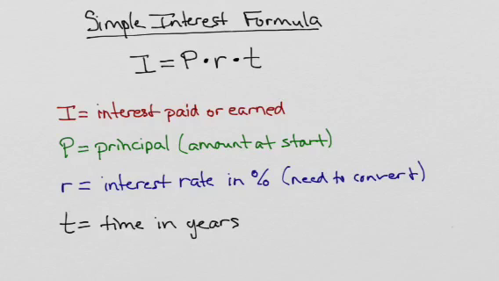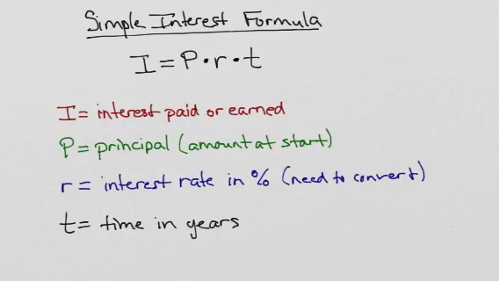But this is still, again, that basic idea of how it would work if you were to put money in the bank or if you were to borrow money from the bank. They would essentially be charging you interest if you're borrowing money, or paying you interest if you're leaving your money in the bank. Right? And the formula is simple. Interest equals P times R times T.